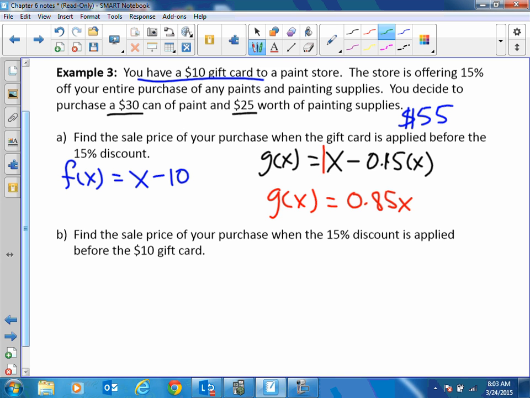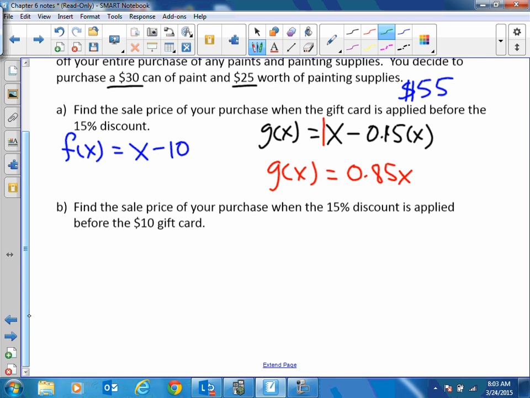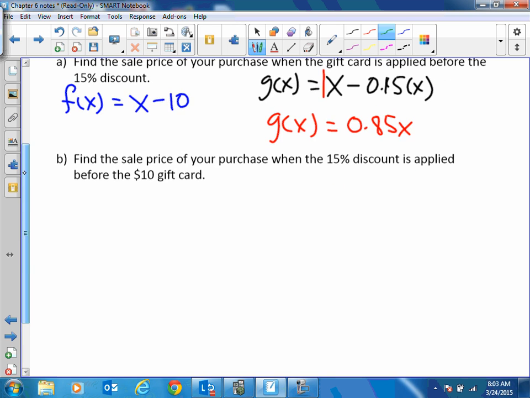So it says, find the sale price of your purchase when the gift card is applied before the 15% discount. If I want to apply the gift card first, I'm going to write that on the inside. That would look like a composition function. And again, you could probably solve this without composition functions, but we're practicing, so that's why we're doing this. You would want to write it as g of f of x, because whatever you use first, you put on the inside. So if you're going to use the $10 off first, you want to put f of x on the inside.